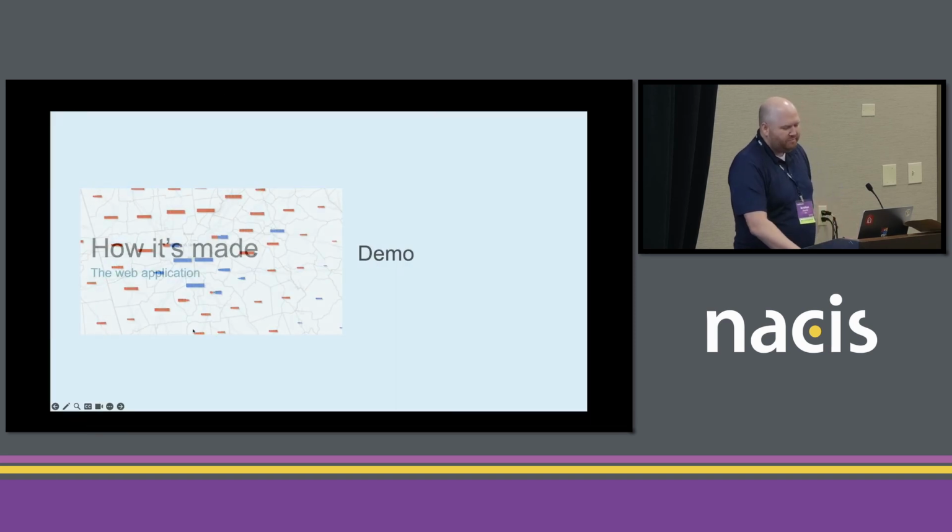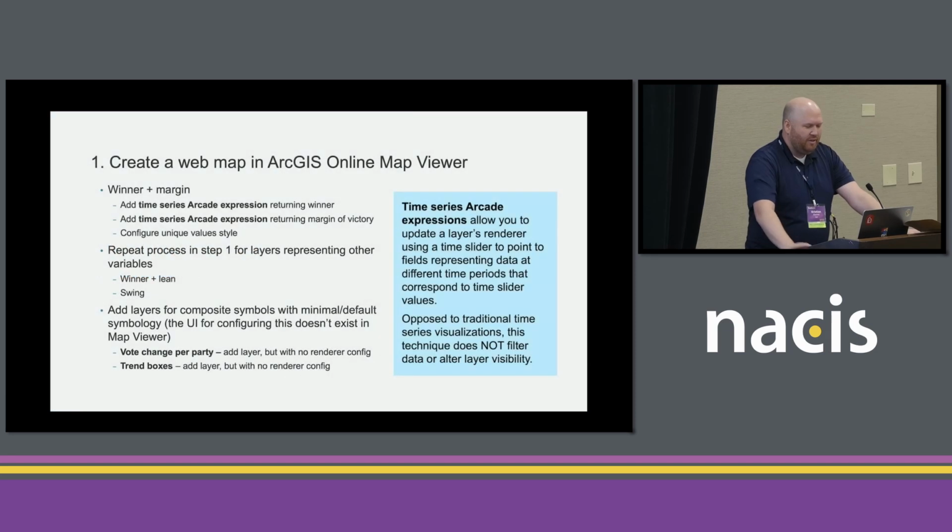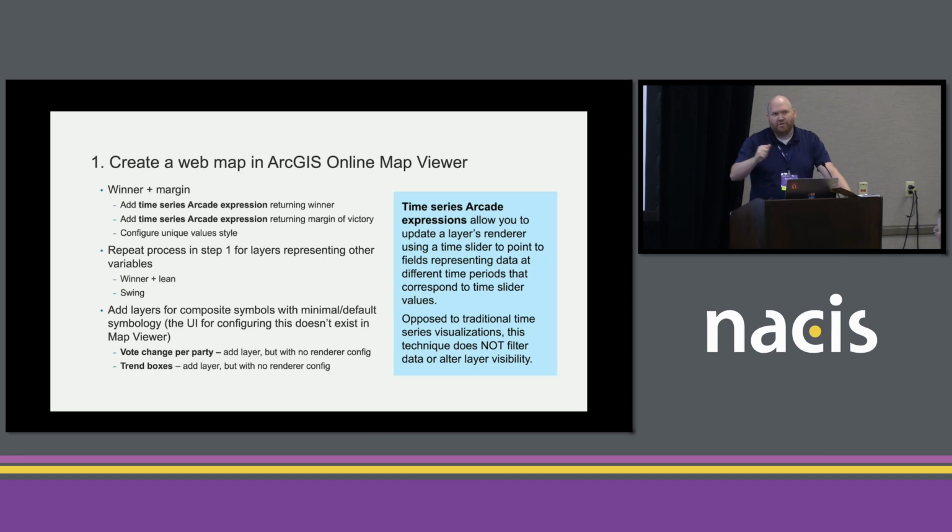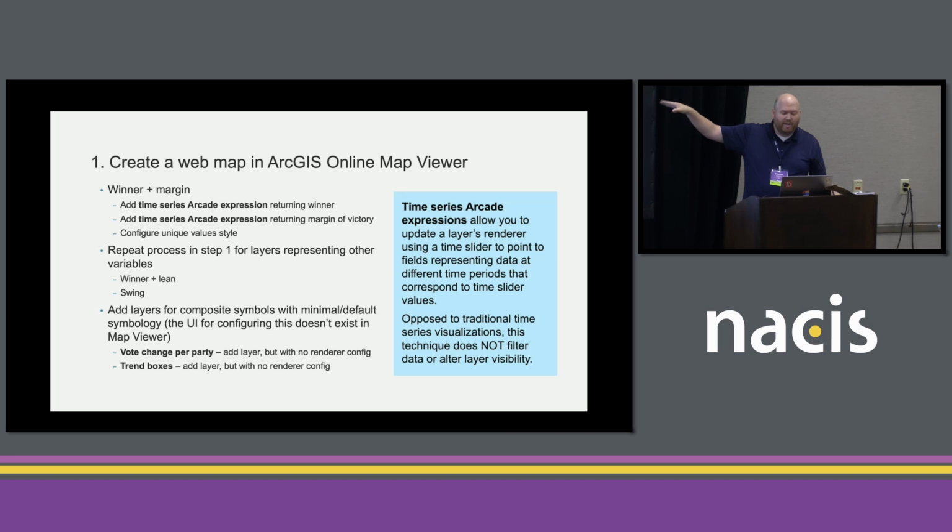All right. So how did I make this? The web app, I started with a web map in Map Viewer, ArcGIS Online. I did as much as I could there first with those initial layers. A lot of people don't know this because it's relatively new, but you can write a time series Arcade expression that allows you to use the time slider. What this does is it actually changes the pointer or the reference to the data in the underlying render. It doesn't filter. The traditional time slider in ArcGIS filters your data. That's not what's happening here. We get much better performance by just loading the data and not having to reset a filter.